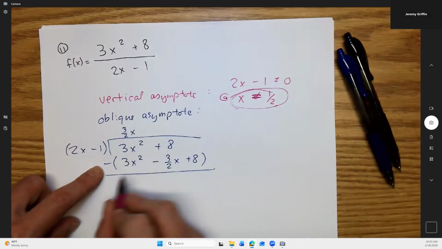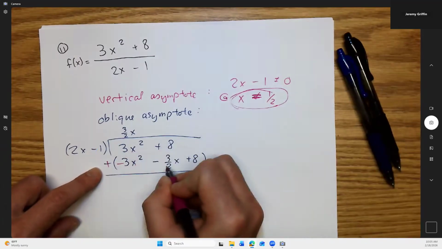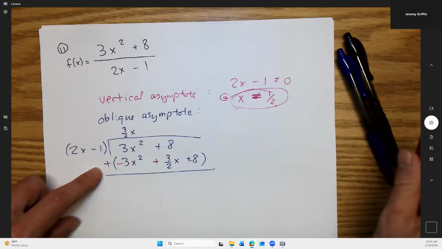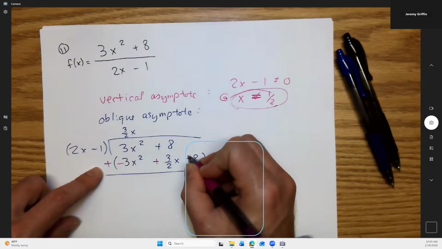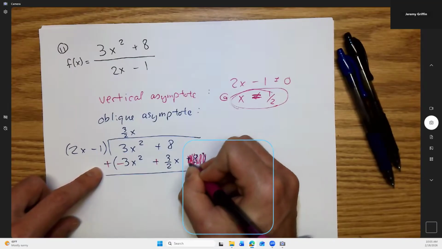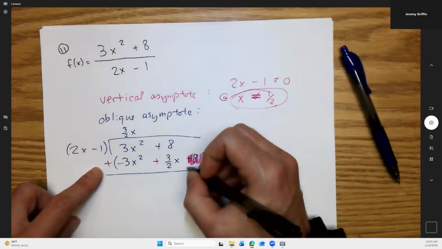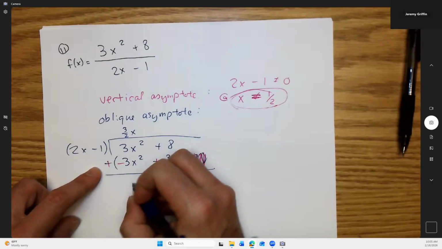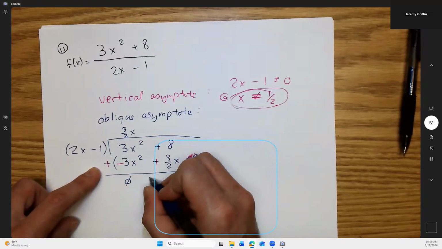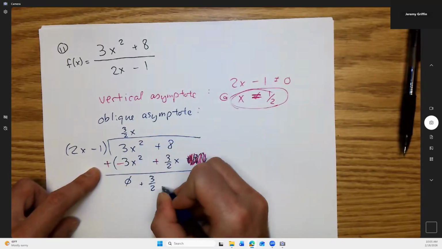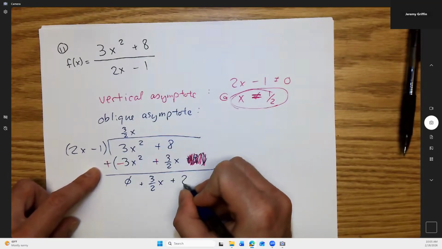Here, I'll go ahead and distribute the negative. So plus, minus, or sorry, whoops, why did I do that? The 8 is just going to drop down regardless. Okay, so then this is going to be, of course, 0 here. We've got a positive 3 halves x. Okay, and we will drop down the plus 8.